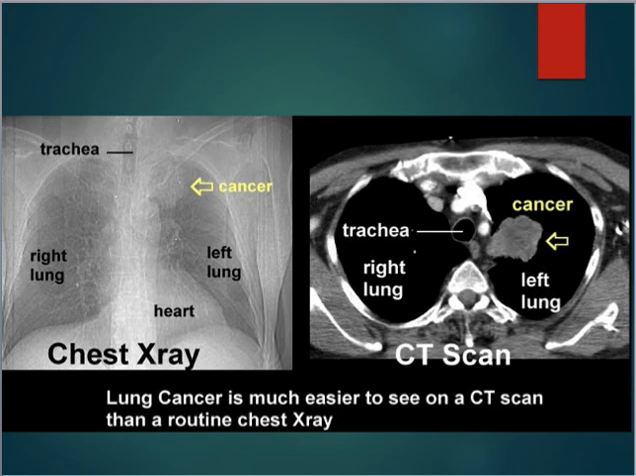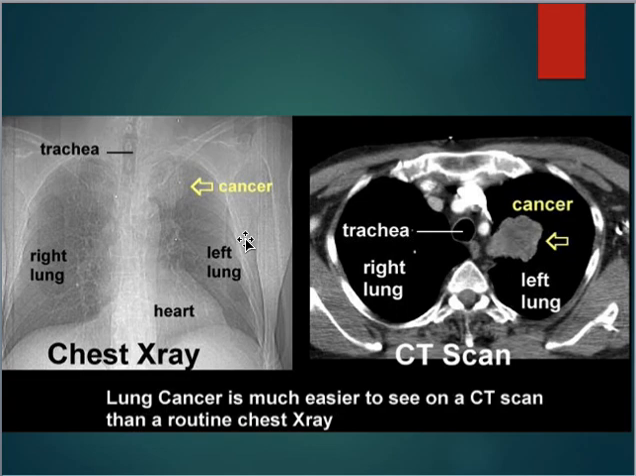This next slide shows you the difference of how easy it is to see lung cancer on a CT versus a chest x-ray. So here's a normal chest x-ray. You've got the trachea here, right lung, left lung, and you can see the heart shadow here, diaphragm down here. This right here is cancer. There's a mass right here on the lung. So it's really hard to accurately diagnose or determine that.